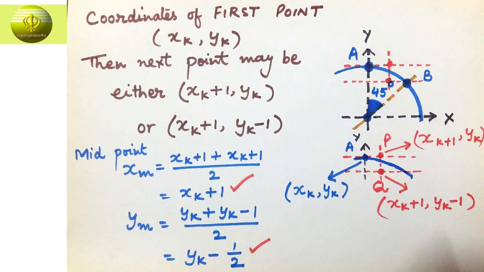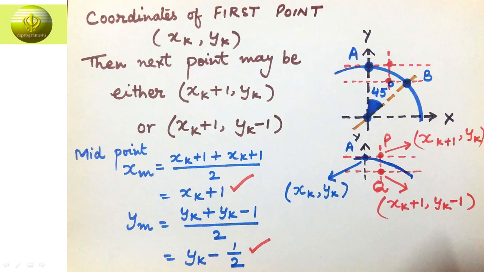If we are calculating the midpoint of these values, then I can easily write (xk plus 1 plus xk plus 1) divided by 2, and (yk plus yk minus 1) divided by 2. It means I can easily calculate the value of xm, that is the midpoint of x, and the midpoint of y. The first value is xk plus 1 and the second value is (yk minus 1) over 2.